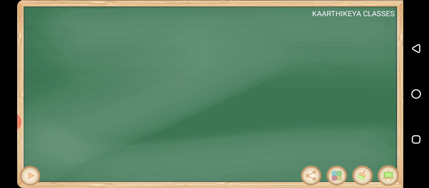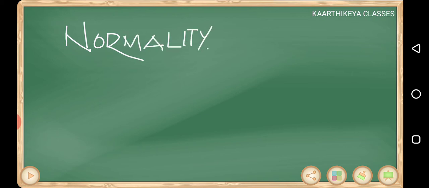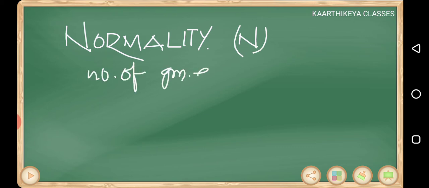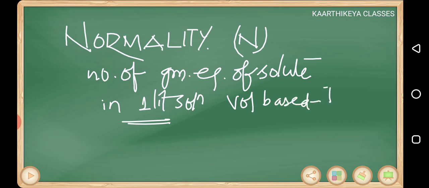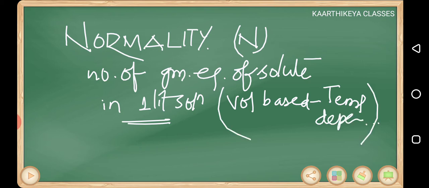Same thing now we will discuss for normality. It is given by n, the number of gram equivalents of solute in 1 liter of solution. Again 1 liter, so it is volume based. When it is volume based, it means temperature dependent. Normality is also temperature dependent. Units: the previous one we were saying moles per liter for molarity; here it is gram equivalents per liter.